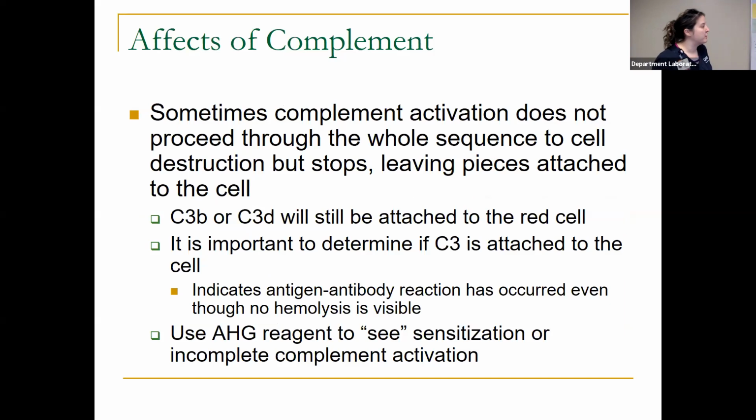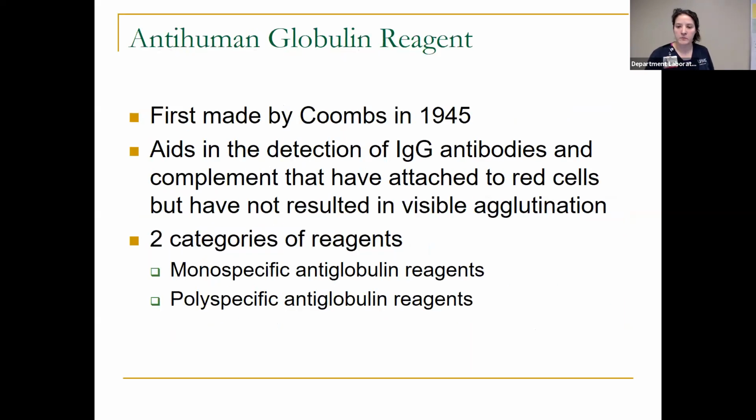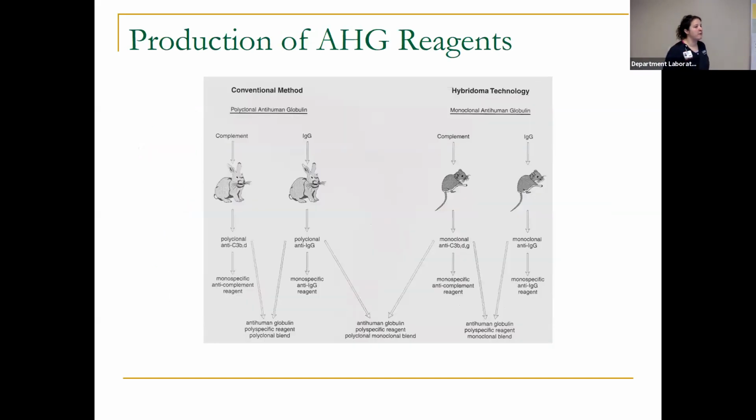And it's the AHG reagent that lets us see that sensitization by complement. All right, so our Coombs reagent, or anti-human globulin, again, first discovered by Coombs in 1945, helps us in identifying IgG antibodies and/or complement. There's two categories of reagents. We have the monospecific antiglobulin and we have the polyspecific. So I want you guys to understand this blood bank language.